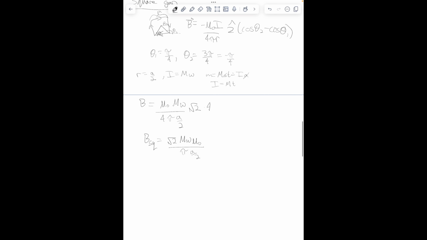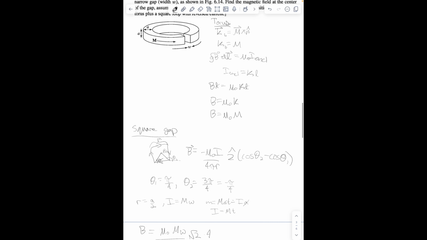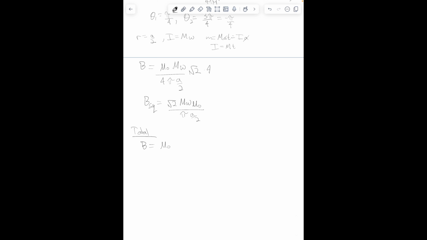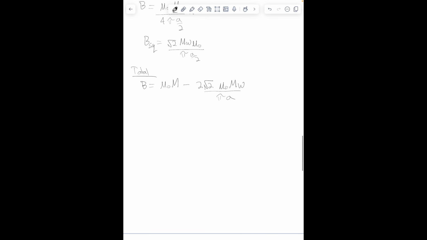So now for our total B, we're going to combine them. We're going to say that B equals that mu naught M, like we found earlier, minus 2 root 2 mu naught M w over pi a. Factoring some things and making those back into vector notation, we get that B equals mu naught M times 1 minus 2 root 2 w over pi a.